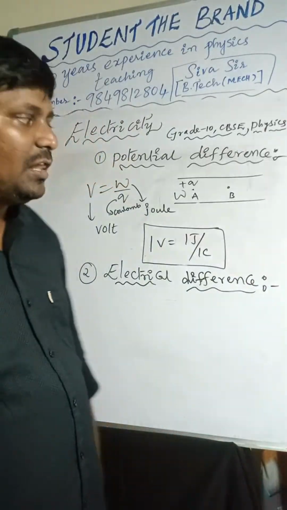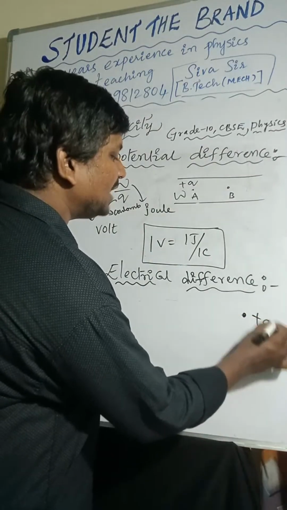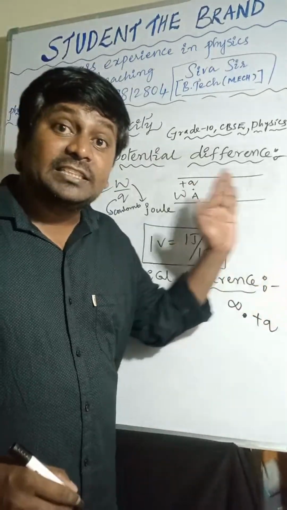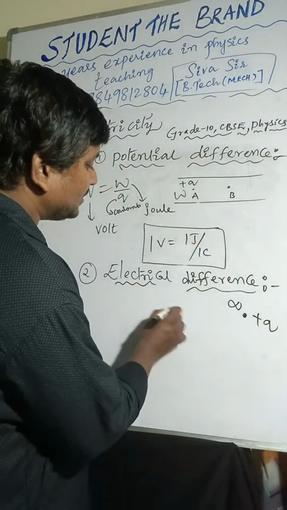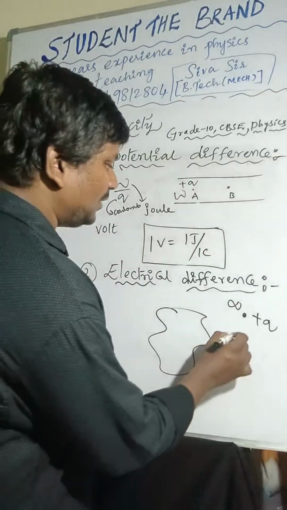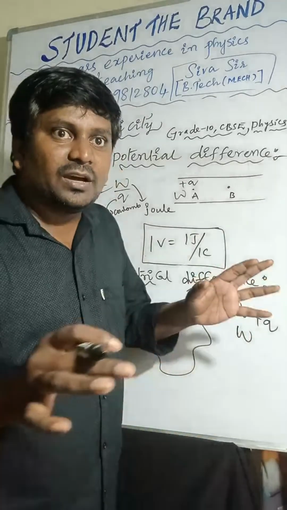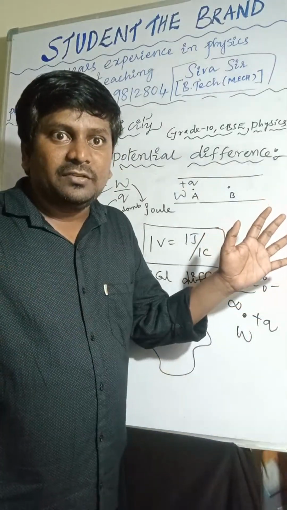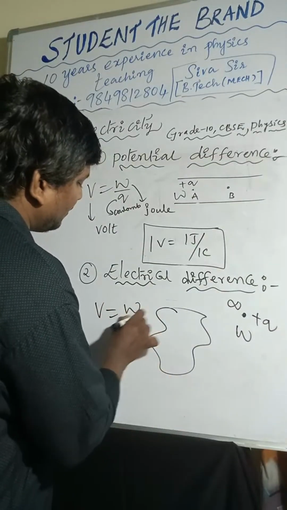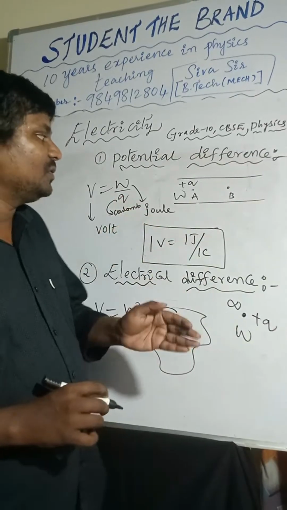Here I am considering the positive charge at infinity, and here is the required field. We are doing some work. Potential difference V equal to W by Q. Same formula we are using.